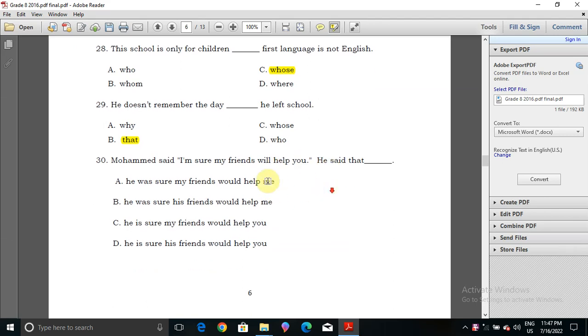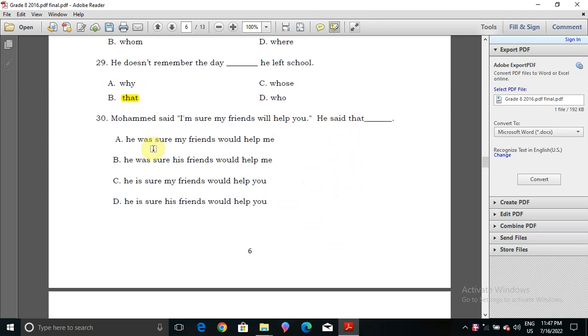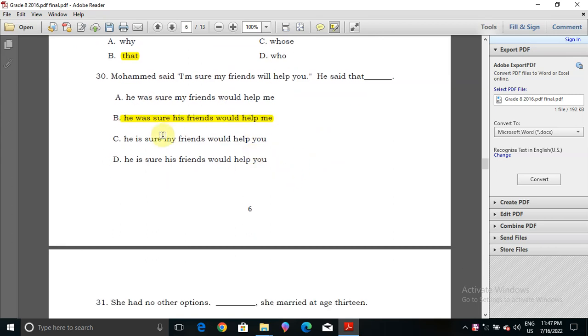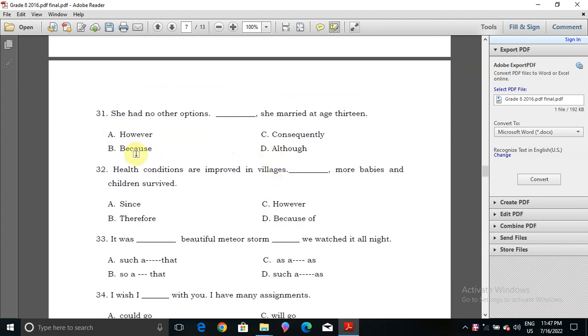Okay, now question number 30. Muhammad said, "I'm sure my friends will help you." He said what? He said that he was sure my friends would help me. No, he said his friends, so it's not "my friends." Okay, he was sure his friends would help me. Yes, this one is the correct one, because after we report what he said, we will say he was sure his friends would help me. So the correct answer for question number 30 will be choice B.